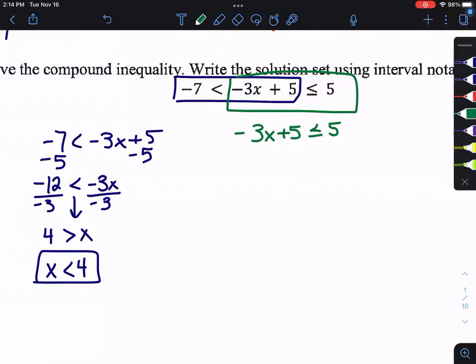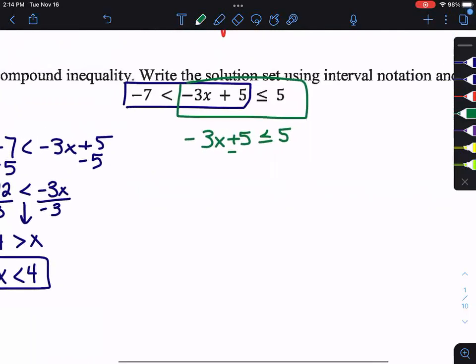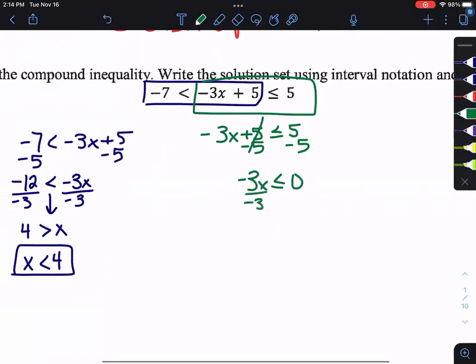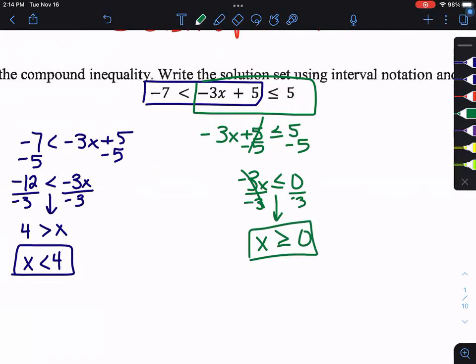For the second piece, we're going to again solve for x. So we're going to subtract 5 from both sides. So -3x is less than or equal to 0. Divide by -3. X is greater than or equal to, because we have to flip our sign, 0. And again, since we divided by that negative, we had to flip our sign.